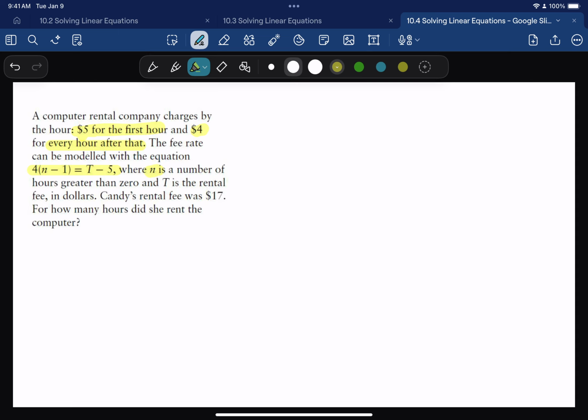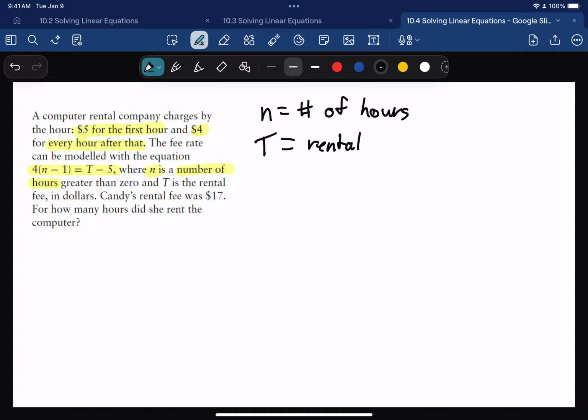So n is the number of hours. Let's write out what we know. n equals number of hours, and t is the rental fee in dollars. Candy's rental fee was $17. For how many hours did she rent the computer? So Candy's rental fee in total was $17, and how many hours did she rent the computer?